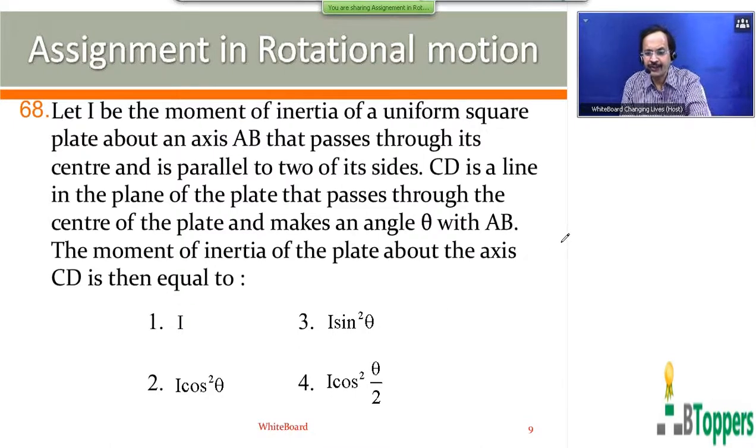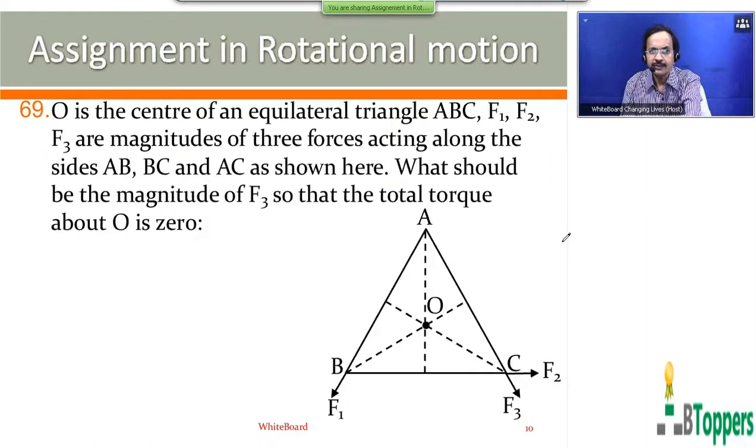So I am going to show you the next question on screen. See question number 69. O is the center of an equilateral triangle ABC. F1, F2, F3 are magnitudes of 3 forces acting along the sides AB, BC and AC as shown here. What should be the magnitude of F3 so that the total torque about O is 0?